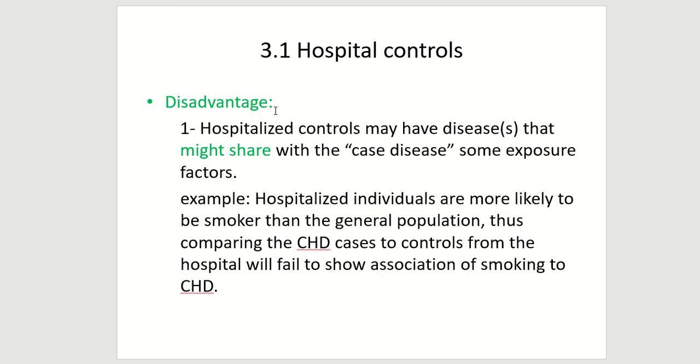The disadvantage of hospital controls is that hospitalized controls may have diseases that share some exposure factor with the cases. This is what I was telling you a minute ago. For example, hospitalized individuals are more likely to be smokers than the general population. Thus, comparing the CHD cases to controls from the hospital will fail to show an association of smoking with CHD. So that's an issue with controls from hospitals.